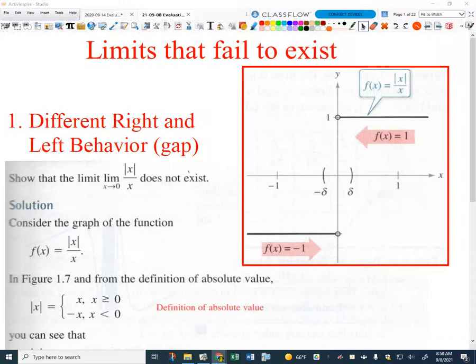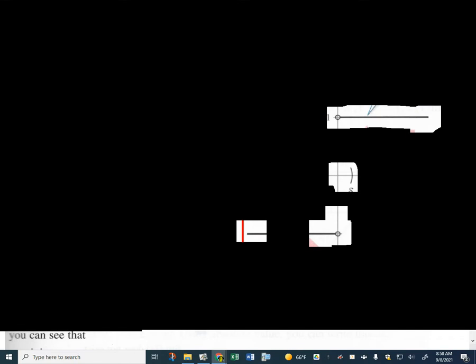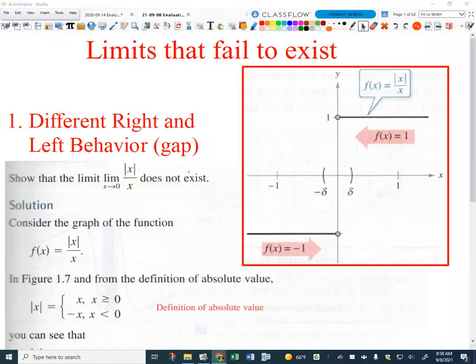Okay, so this is one type of place where limits fail to exist, when we get different right and left behavior, which we could just call a gap in the function.